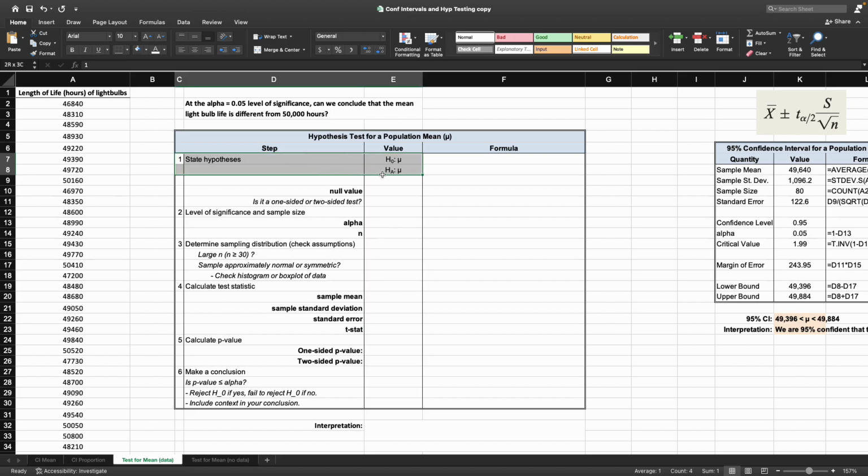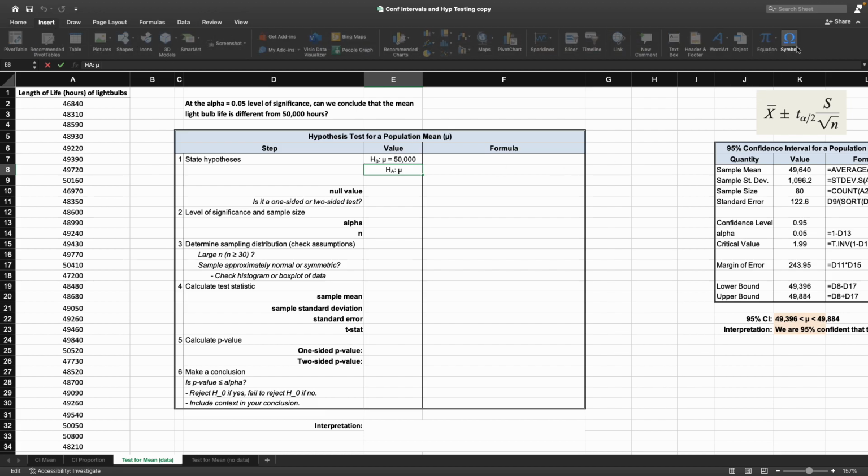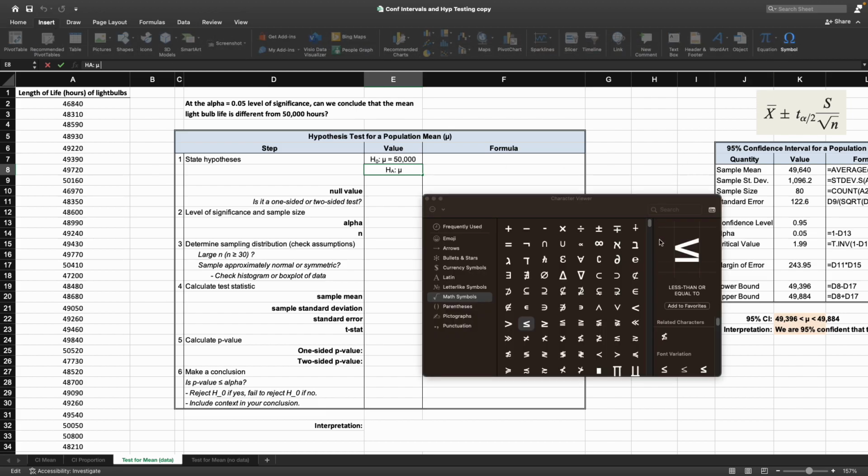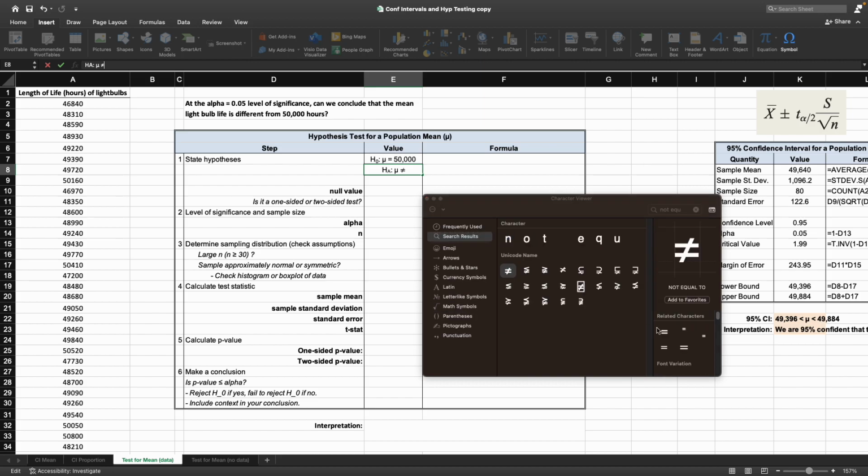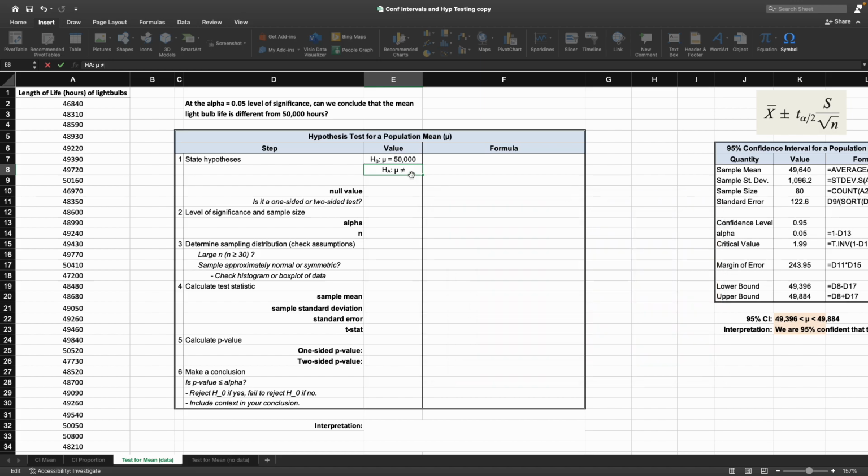So step one, we want to create our hypotheses. Our null hypothesis would be that mu is equal to 50,000, right? Because we're interested in whether it's different. If it's different, then this is a two-sided test. So that means our alternative hypothesis will be not equal to. So I'm going to use insert symbol, not equal to 50,000.